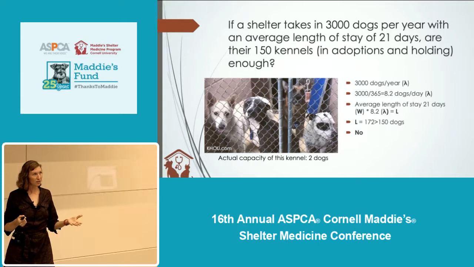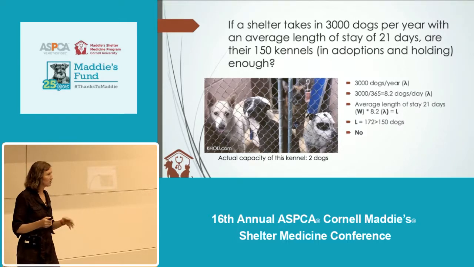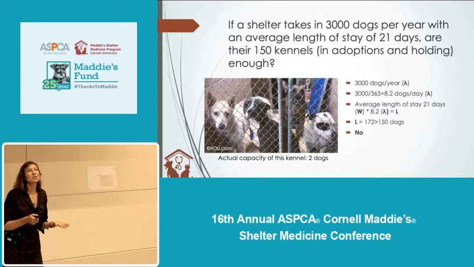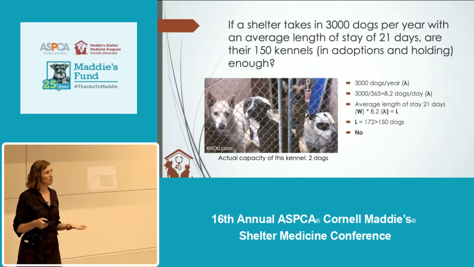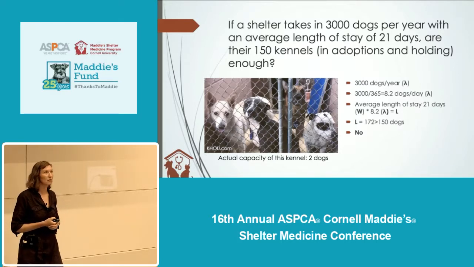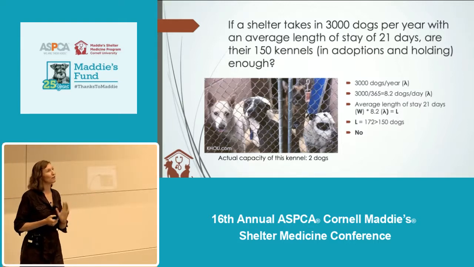Okay, if your shelter is crowded and is always seeming crowded and never seem to have enough kennels and you're always having to resort to things that you don't want to do to house animals, this is probably why. There are some things that you can do to change within this equation to make the numbers work. So for example, if I only took in 2,500 animals a year, 150 cages would be just fine. If I had a 14-day length of stay instead of 21 days, 150 kennels would be just fine.